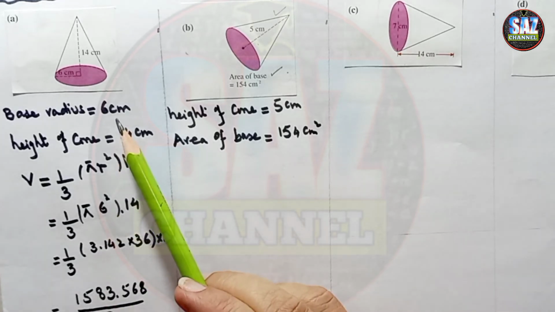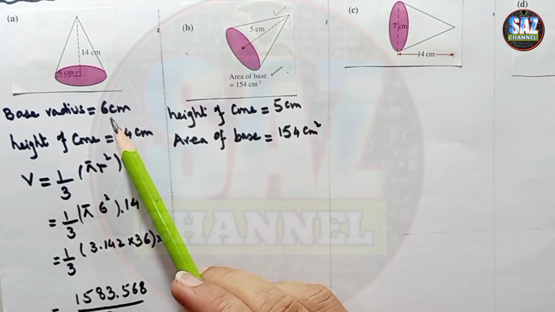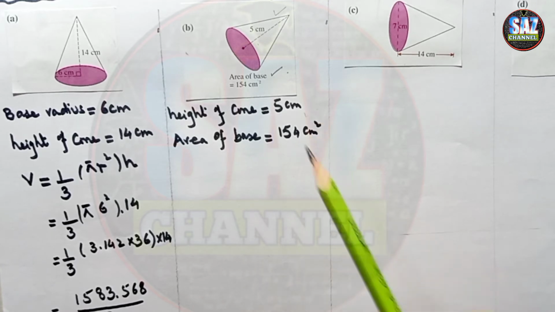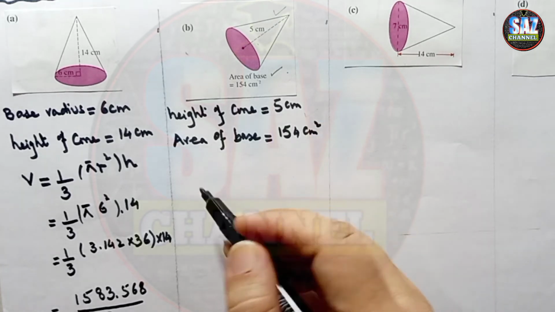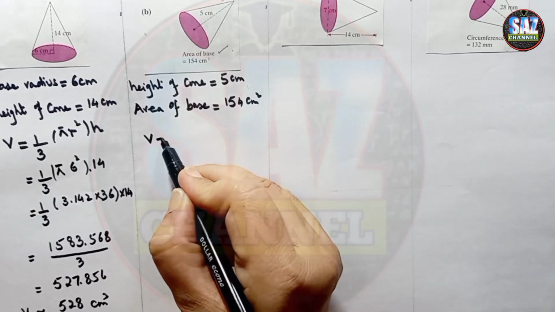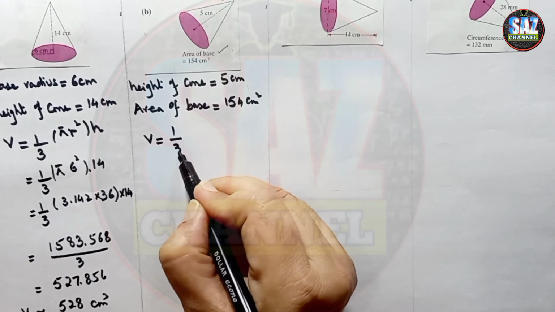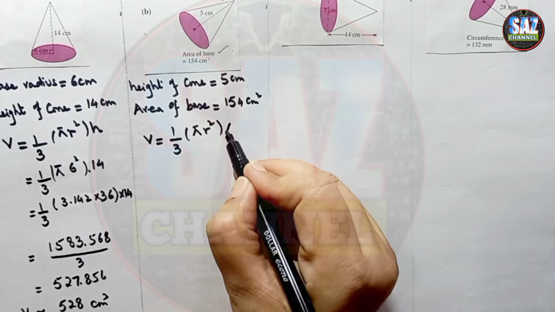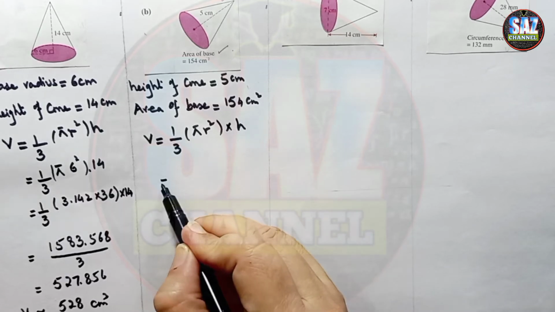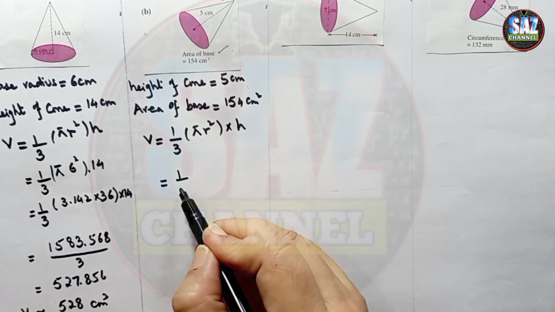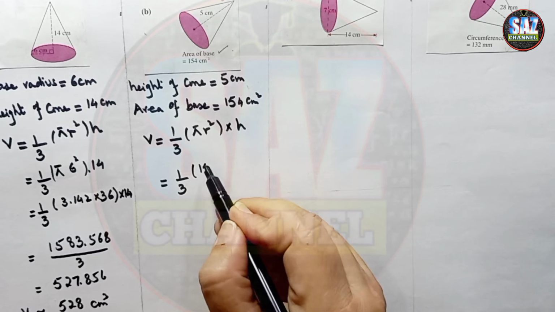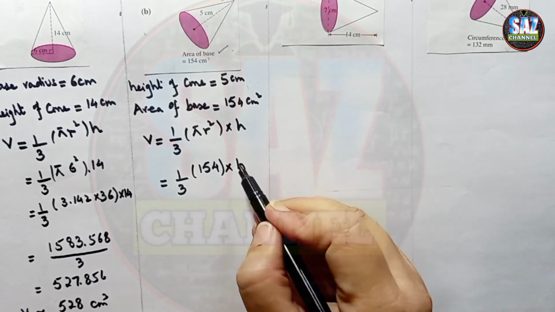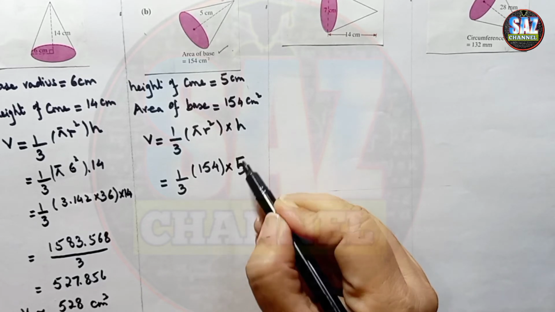In the previous part, we were just given the base radius, but here the answer for the base area is already calculated, given. So we just have to recall the formula that volume equals 1 by 3 into base area, which is pi r square, multiplied by height. Now the answer for pi r square is already given: 1 by 3 into 154 multiplied by h. h has the value 5, so I have to replace 5 here.